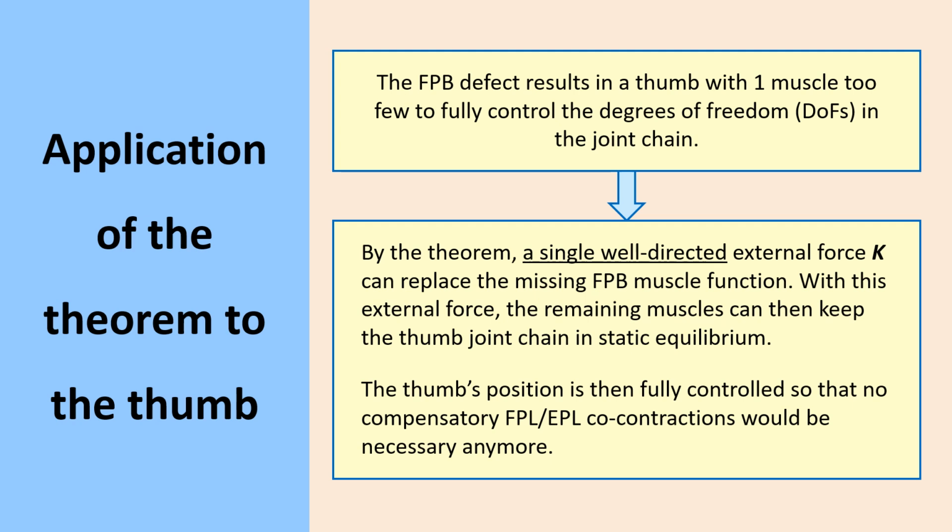Application of the theorem to the thumb. The flexor pollicis brevis defect results in a thumb with one muscle too few to fully control the degrees of freedom in the joint chain. By the theorem, a single well-directed external force K can replace the missing flexor pollicis brevis muscle function. With this external force, the remaining muscles can then keep the thumb joint chain in static equilibrium. The thumb's position is then fully controlled so that no compensatory FPL-EPL co-contractions would be necessary anymore.